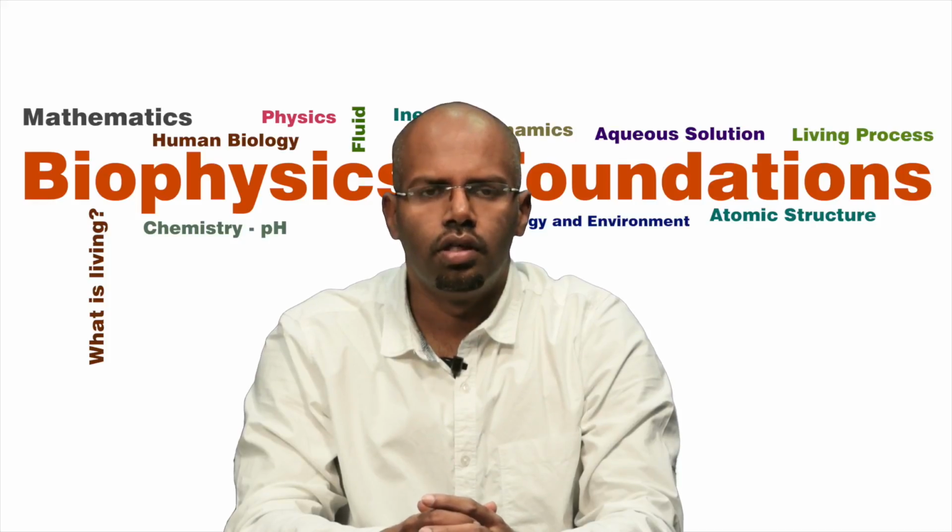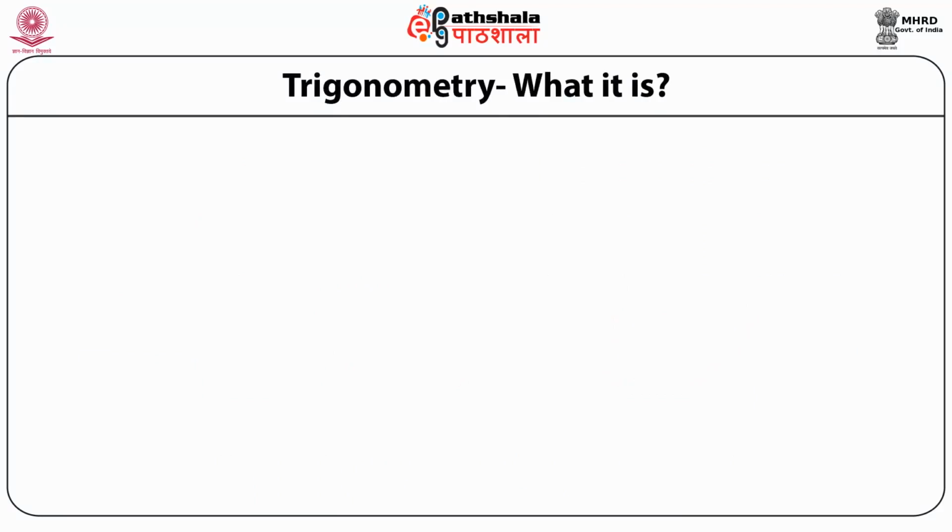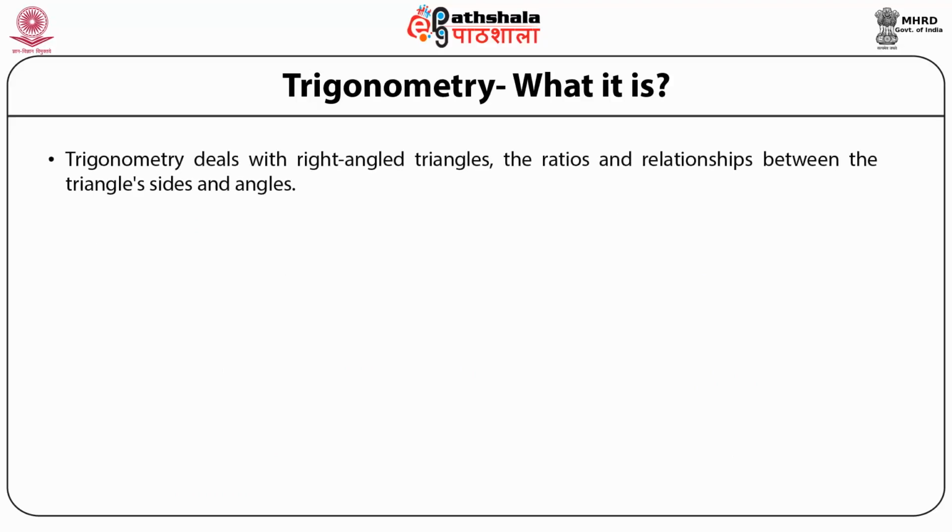So the parts we are going to see are: what is trigonometry, then when to use it, what is the physical significance, followed by some solved examples. Trigonometry, what it is. Trigonometry deals with right angle triangles, the ratio and relationship between the triangle sides and angles.